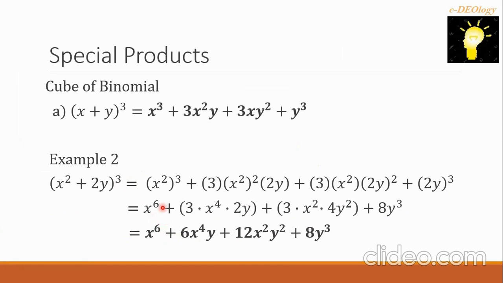So we'll just copy the x raised to 6 down here. And for the second term, we're going to multiply 3 times x raised to 4 times 2y. It will give us the 6x raised to 4y. And then for the third term, we multiply 3 times x squared times 4y squared. It will give the 12x squared y squared. And the 8y cubed, we will simply copy here. So our final answer, x raised to 6 plus 6x raised to 4y plus 12x squared y squared plus 8y cubed.